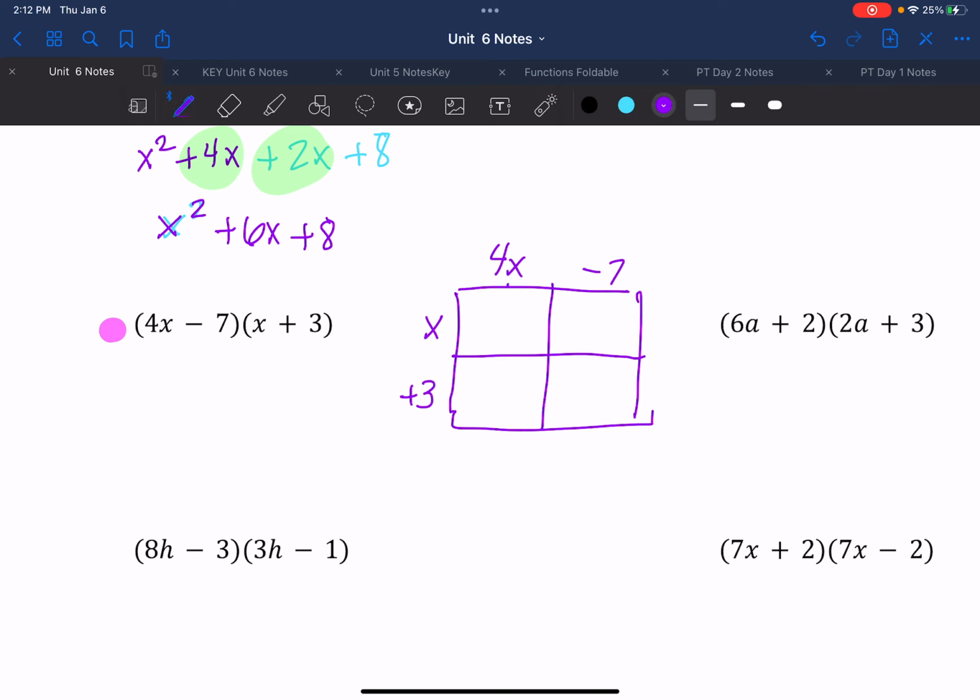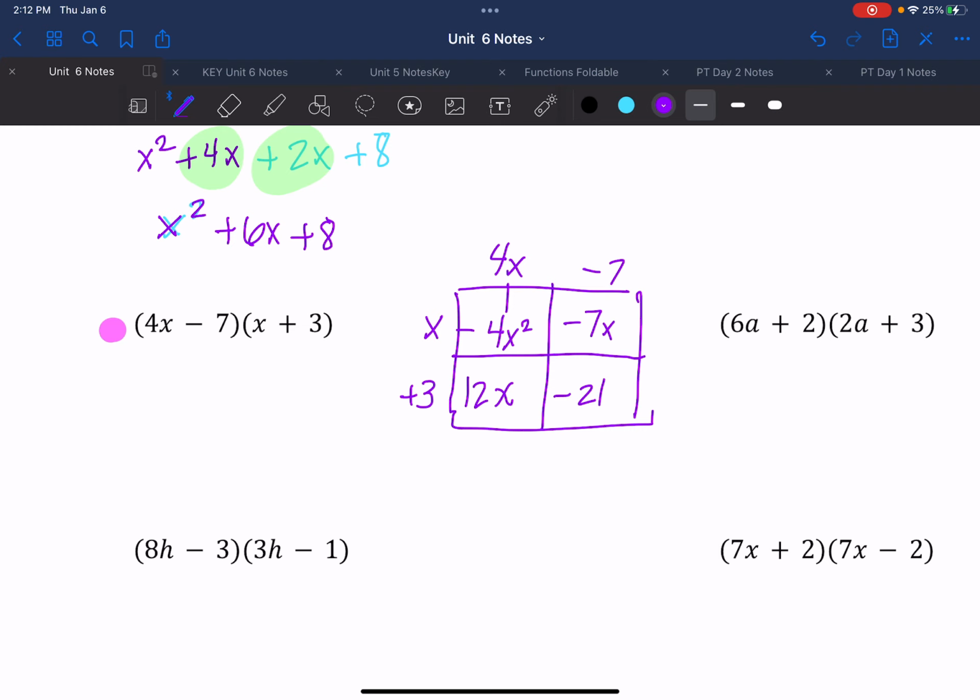So 4x times x, well, it's just going to be 4x squared, okay? Now we have x times a negative 7. Well, that's just going to be negative 7x. Then we have 3 times 4x, that's just going to be 12x. And then we have 3 times a negative 7, which is a negative 21.